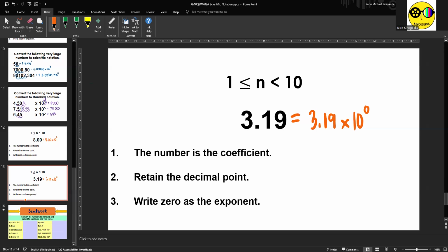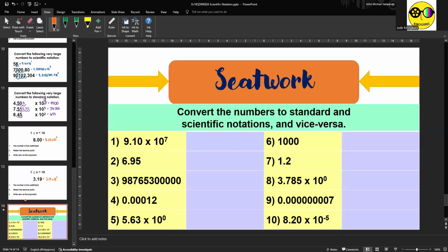Okay? So now, it's time for the seat work. We're going to convert the numbers to standard and scientific notations, vice versa. If the number I gave you is in standard notation, just like numbers 2, 3, 4, 6, 7, and 9, we have to convert them to scientific notation. However, if I give you numbers that are in scientific notation, such as number 1, 5, 8, and 10, if I'm not mistaken, then we have to convert them to standard notation. Let's start with number 1.